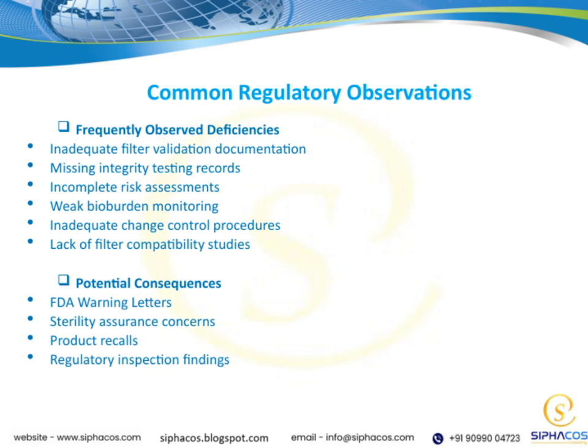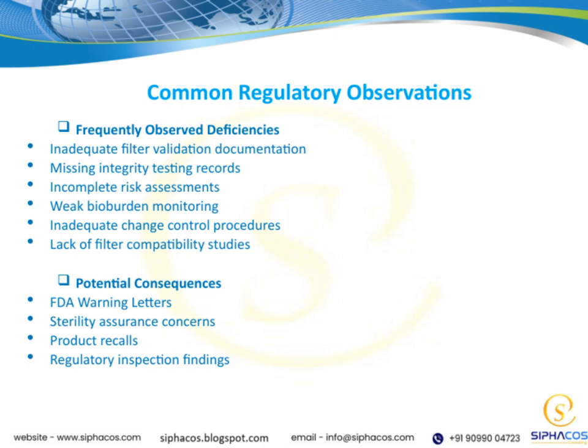Now, let's consider the potential consequences of these deficiencies. The FDA can issue warning letters, which are formal notices that highlight noncompliance and require prompt corrective actions. These issues can also jeopardize sterility assurance, putting patient safety at risk. In some cases, products might need to be recalled, which is costly and damaging to reputation. Additionally, regulatory inspections often reveal these kinds of deficiencies, leading to further scrutiny and potential penalties.